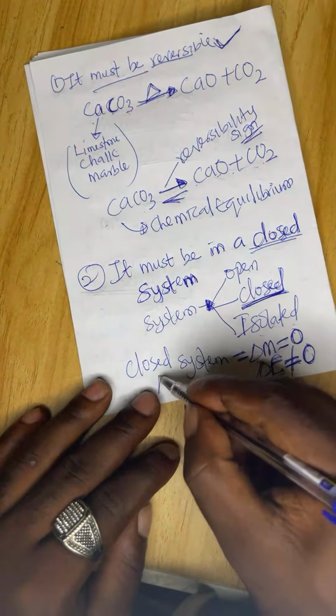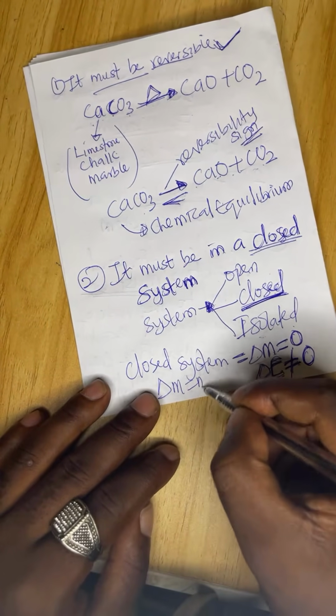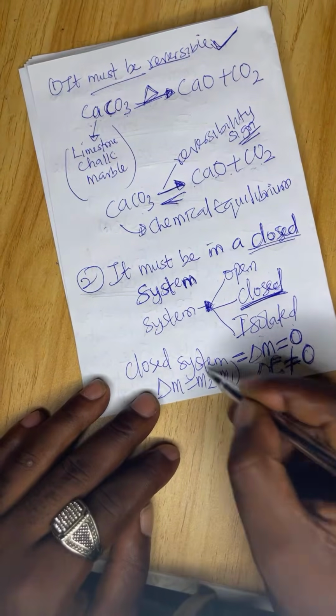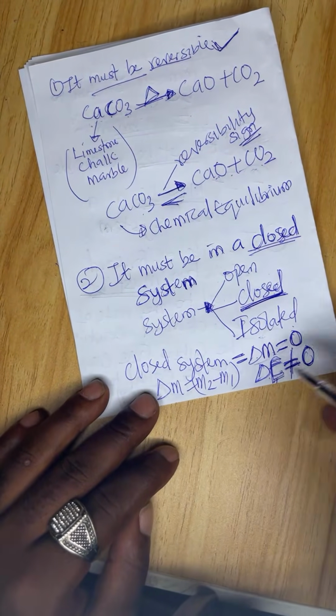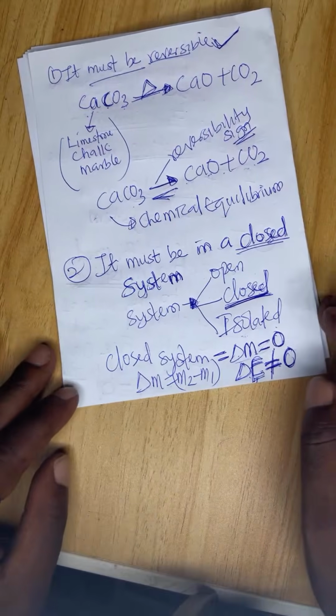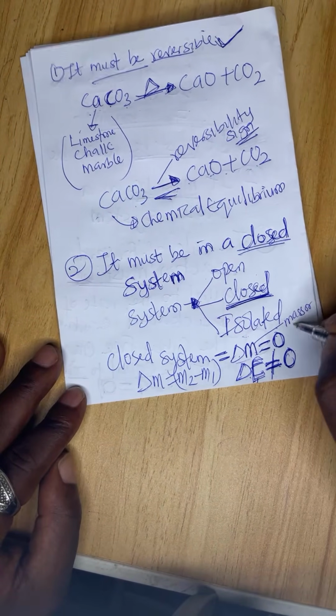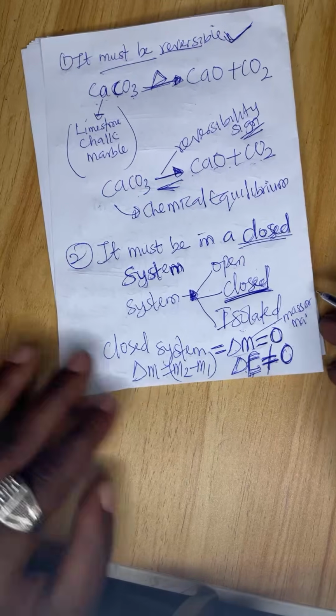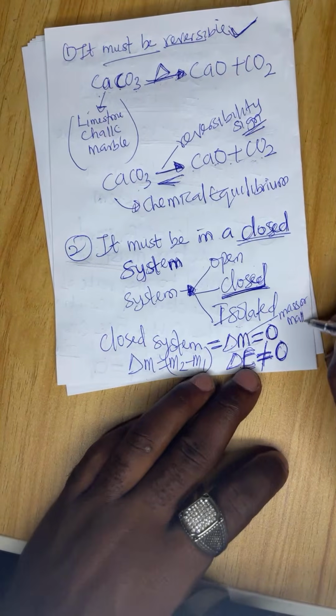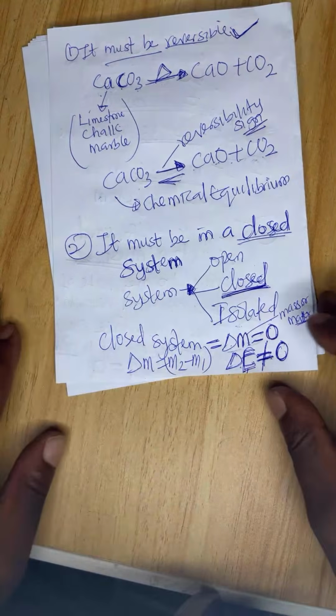This change in M means M2 minus M1. This change in E means E2 minus E1. Now, what does M stand for? Matter or mass. M stands for mass or matter.